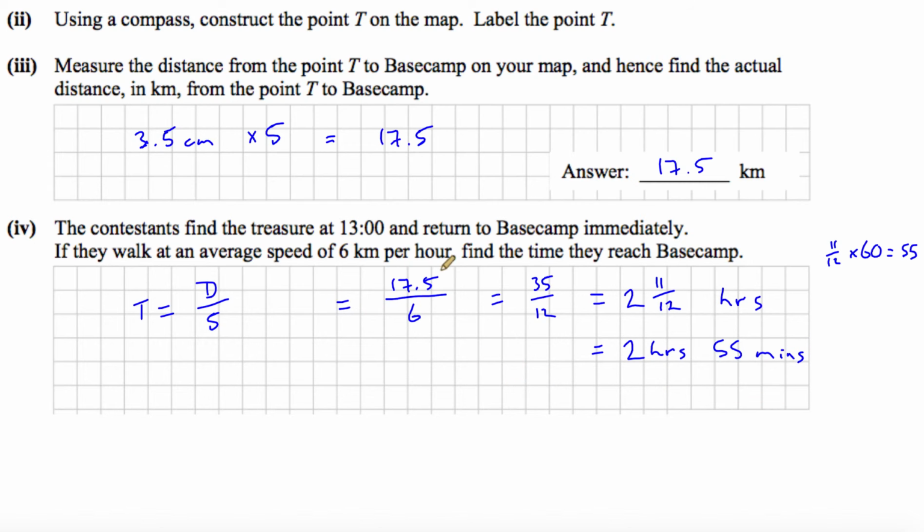So the question then said, find the time they reach base camp. So if they left at 1 o'clock or 1300 hours, and it took them 2 hours and 55, that's going to be 1300 hours plus 2, that'll bring us to 1500 hours, 55. So the time given in 24-hour format would be 15:55. And that's the end of the question.